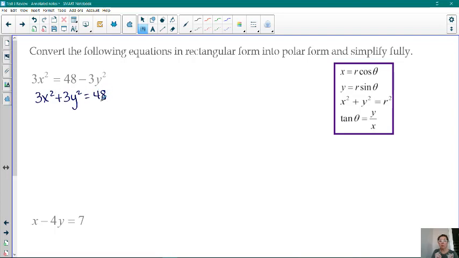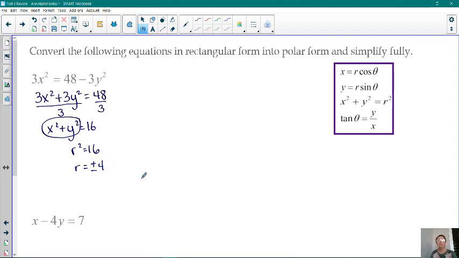I notice that 3 goes into all of these terms, so if I divide both sides of the equation by 3, I get x squared plus y squared is equal to 16. Well, that's really nice because x squared plus y squared is equal to r squared, which means that r would be equal to plus or minus 4.